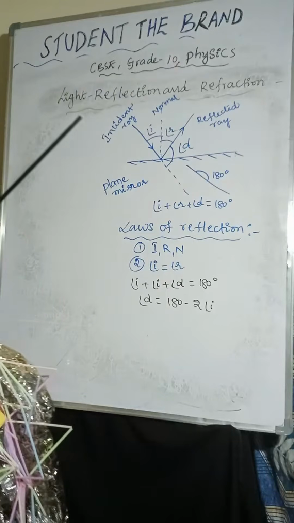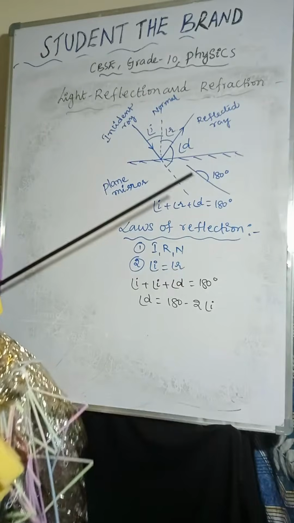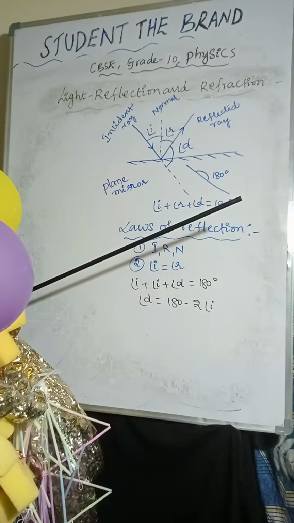So magnification for a mirror is minus v by u. For a lens it is v by u. For a mirror, the negative sign will come. For a lens, the positive sign.